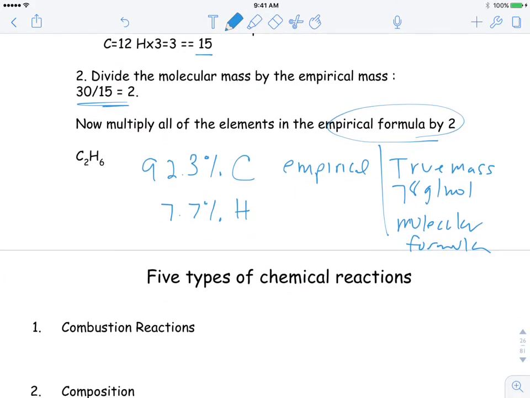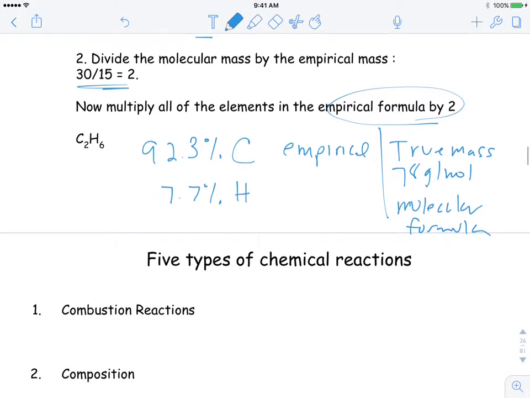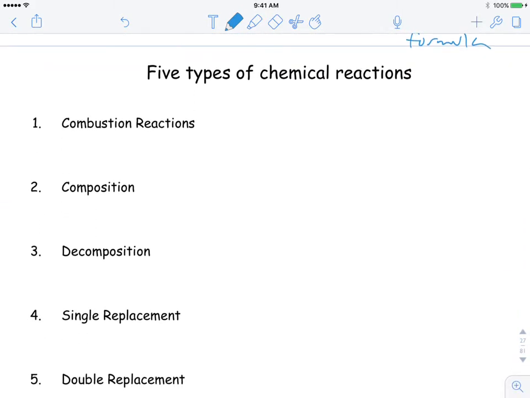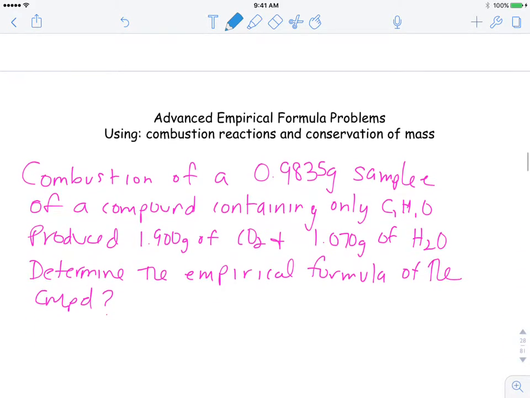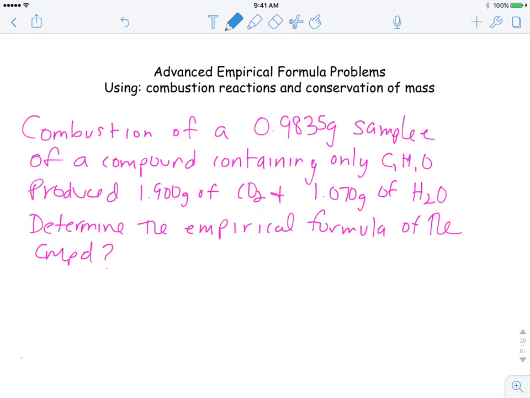Now, along the lines of empirical formulas, I want to talk about one more problem, because this video is getting really long. I'm going to come back to the slide on the types of chemical reactions. We'll do that on the next one. And I want to try this one right here. So pause the video, take a moment to write this down. This one's an advanced problem. It's a combustion analysis of a sample. It only contains carbon, hydrogen, and oxygen.